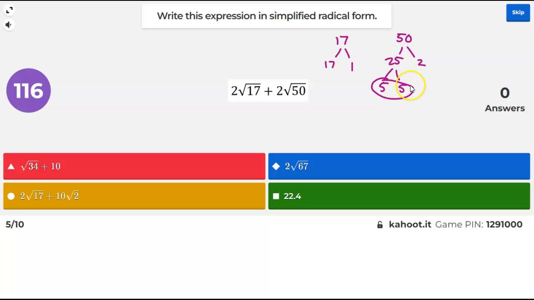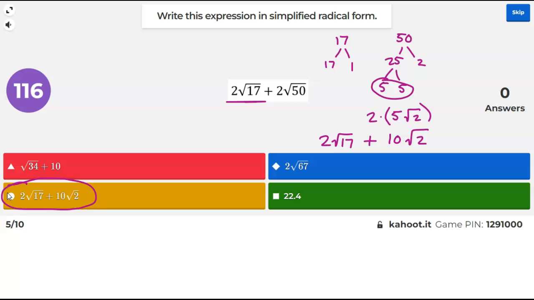So since we did find a pair, that pair can come out in front of the root, and we get 2 times 5 root 2. This 5 came out in front. This 2 stays underneath the radical. So 2 times 5 is 10, and that leaves a root 2 there. The 2 root 17 doesn't change because we couldn't simplify it at all. 17 is already a prime. So we get 2 root 17 plus 10 root 2. That is this answer right here.